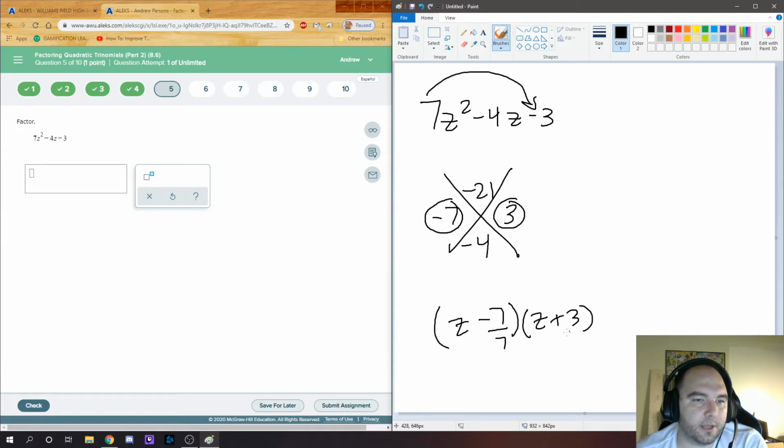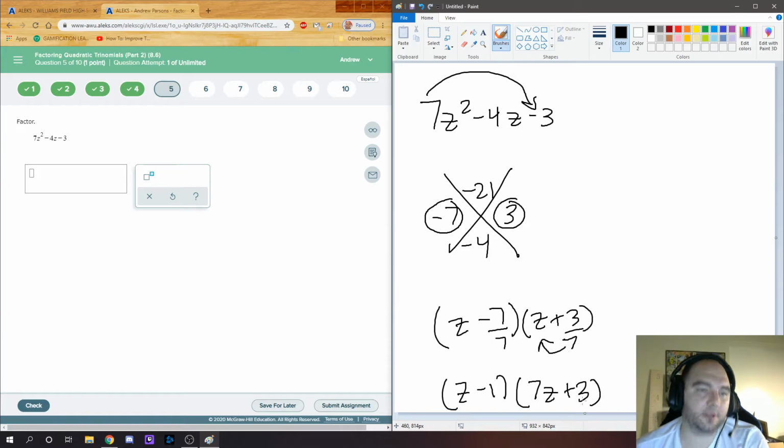Both of those go over 7. Oh, I can see it now. Z minus 1 shows up, as predicted. And the 7 goes here and makes 7z plus 3, because you can't divide 3 by 7.